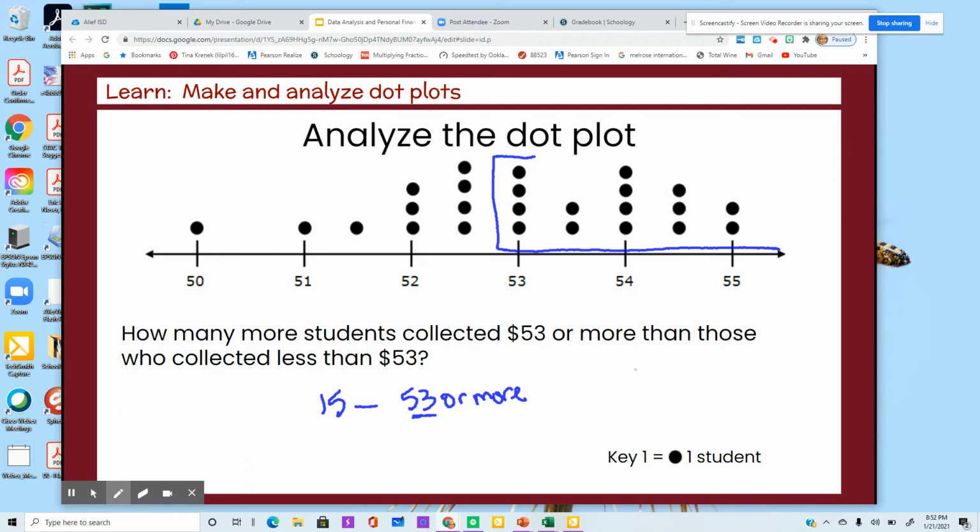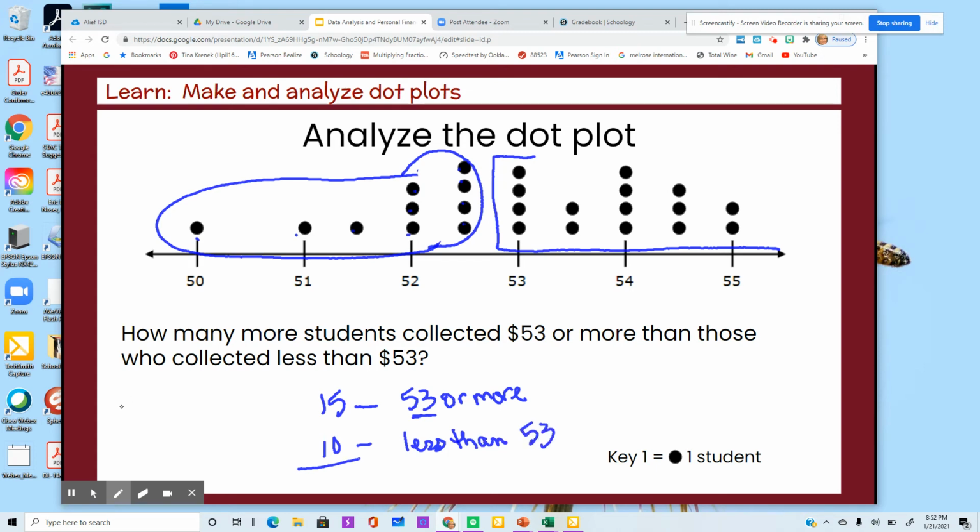And then those who collected less than 53 are just these, not including the 53. Almost forgot the 52 and a half. All right, so here we have 1, 2, 3, 4, 5, 6, 7, 8, 9, 10. So I have 10 who collected less than 53. So the difference would be 5. 5 more students collected 53 or more dollars.